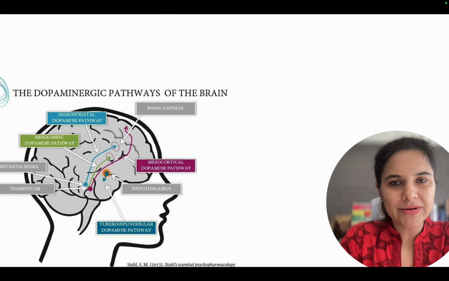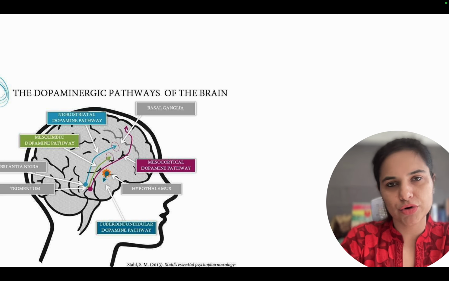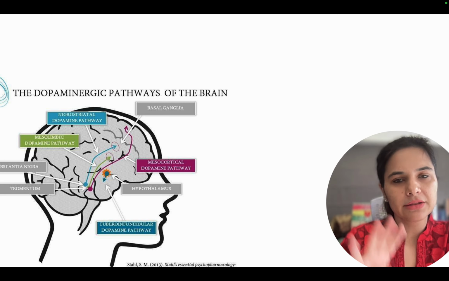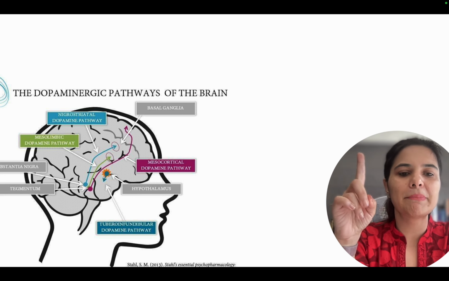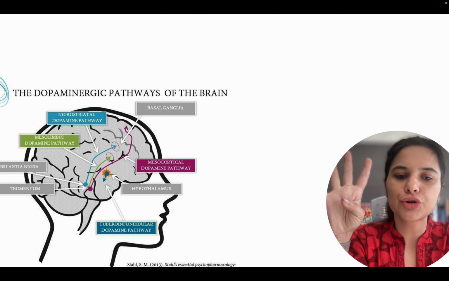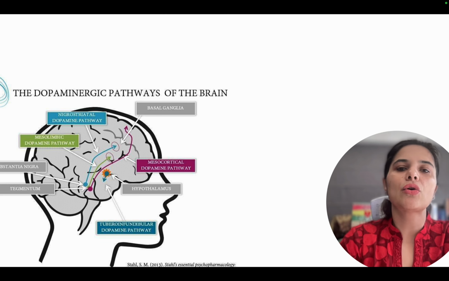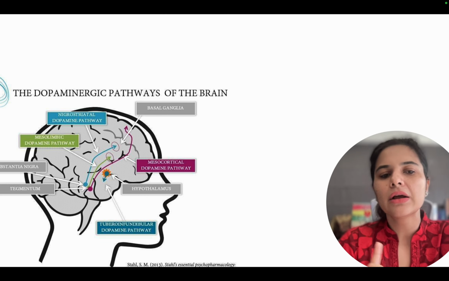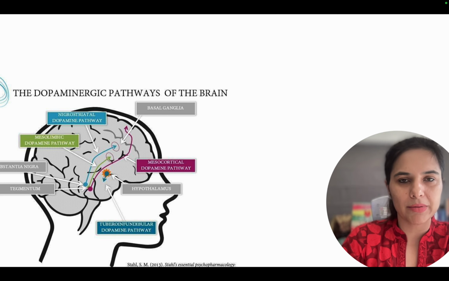Let's talk about the dopaminergic pathways of the brain. Very relevant, very important MCQs come out of it. There are four main pathways. First is the mesolimbic, second is the mesocortical, the third is the nigrostriatal, and the fourth is the tuberoinfundibular. I'll try to break down each one of them and highlight which part goes from where, what it does, what it contributes to, and what will happen if a problem comes in it.